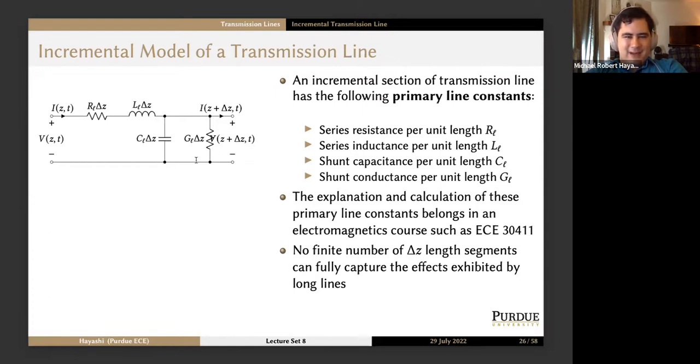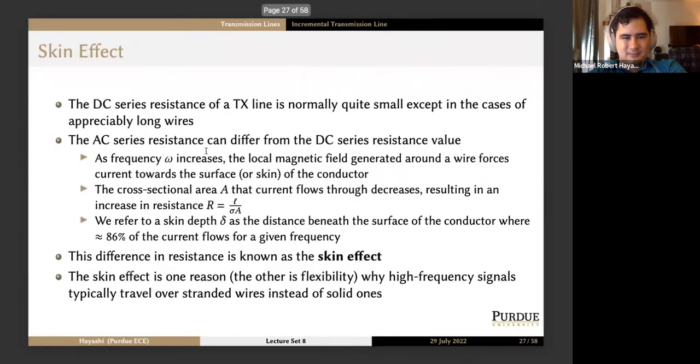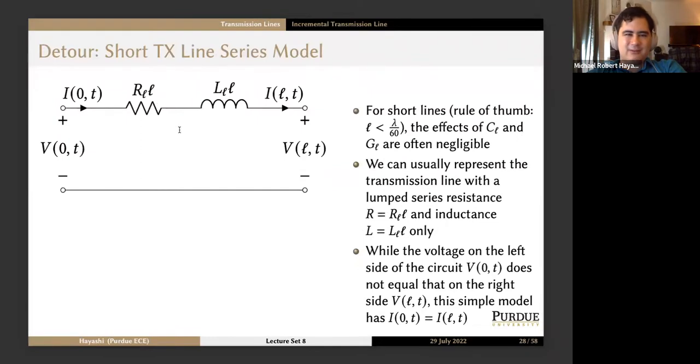We don't really have time to get into how you calculate these things for a given geometry. That belongs in electromagnetics. But we can just say we have these constants given to us, and we can calculate with them our primary line constants. Now, no finite number of these short segments, cascading R sub L, L sub L, C sub L, G sub L one after another, is going to fully capture the effects exhibited by long lines. It's an effect we don't need to talk about in review.